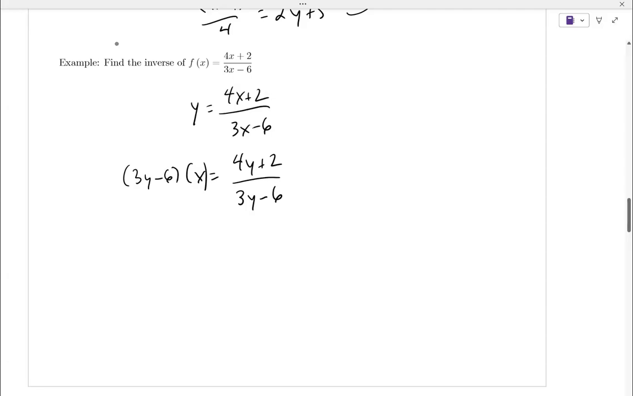That's probably a good idea. Yeah, I'd do that first. Multiply both sides by the 3y minus 6, because that gets rid of the 3y minus 6 in here. What do you think we might want to do next?